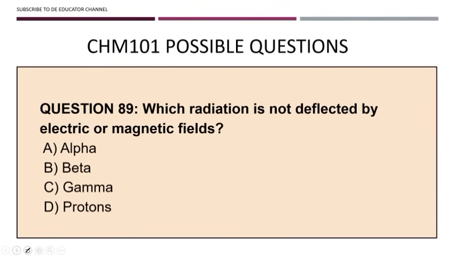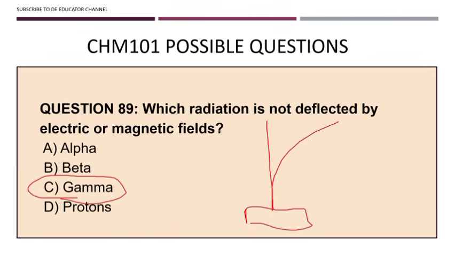It's like which radiation is not deflected by electric or magnetic field, right? The answer is gamma, right? So you see something like this. Some radiation will deflect to this side, so you have positive here, you have negative. One will deflect here, one will deflect there. Then there's one that will not deflect at all. That is gamma. Gamma does not deflect. You should know the one that will deflect to positive, and you should know the one that will deflect to negative. Everything has been talked about in the file.